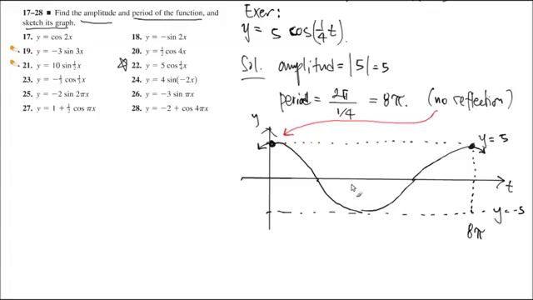Is that right? How about amplitude? Everybody got 5, right? How about period? You got 8 pi. 2 pi divided by k. K here is, what's the number, k?